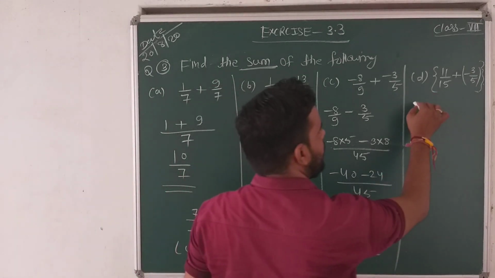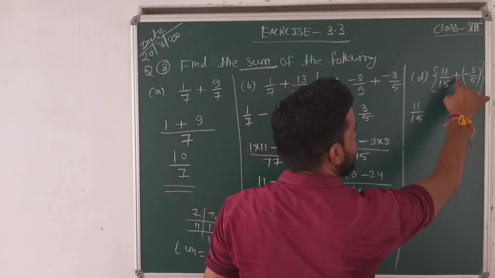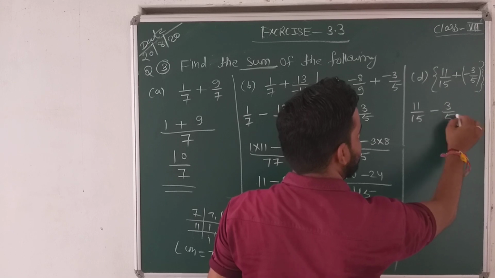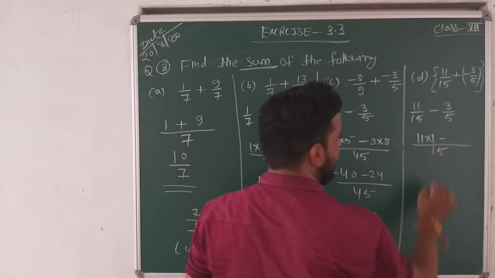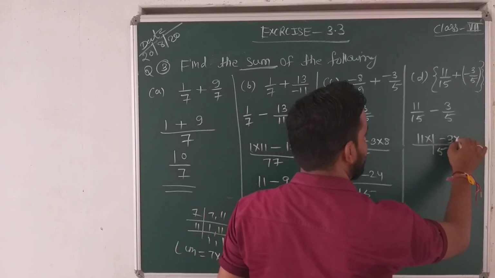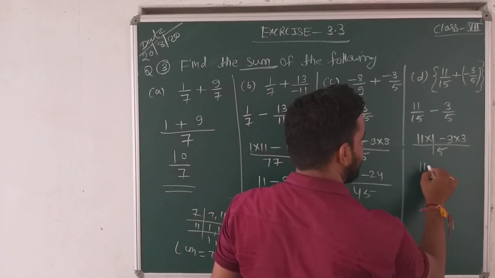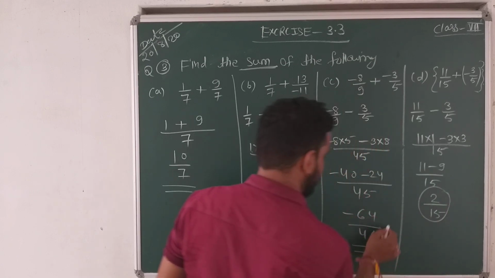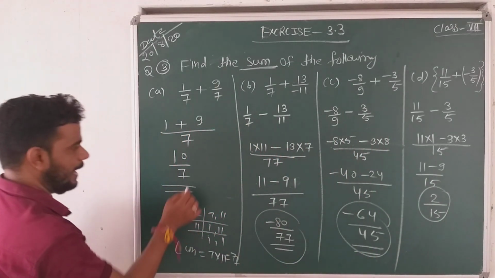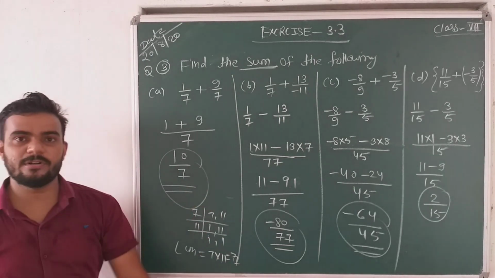Next, 11 by 15, positive and negative, is negative 3 by 5. Now you have to take the LCM. LCM is 15. Already 15 is there. So 11 multiply 1, but 15 we have to make, so 3 multiply 3. So 11 minus 9 by 15. So the result is 2 by 15. Okay, this is your answer. Any doubt? So take the screenshot and write in your notebook.